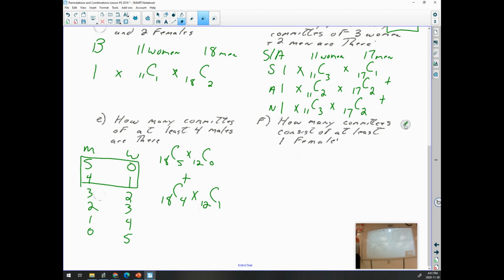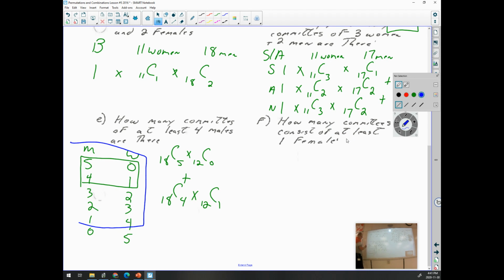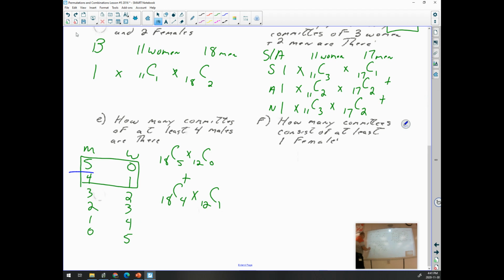If we want to do it for this one, for F, how many committees consist of at least 1 female? I got that wrong. I was circling at least 1 man. At least 1 female.